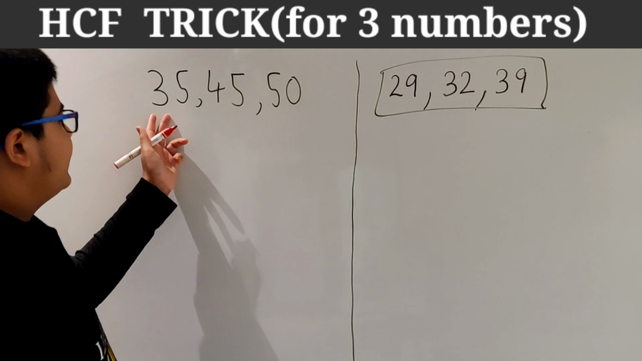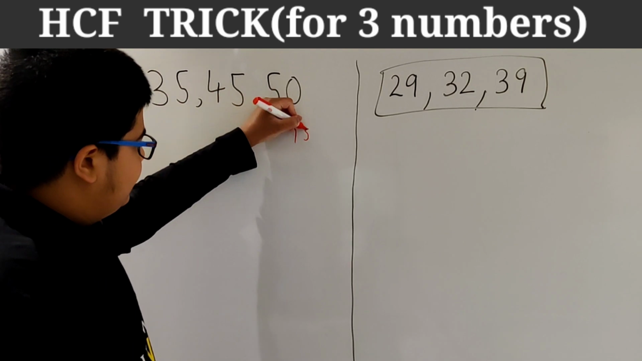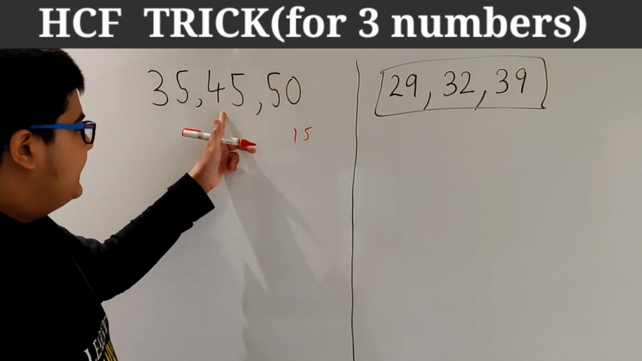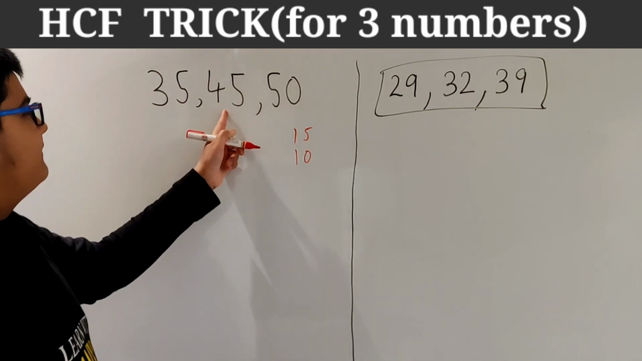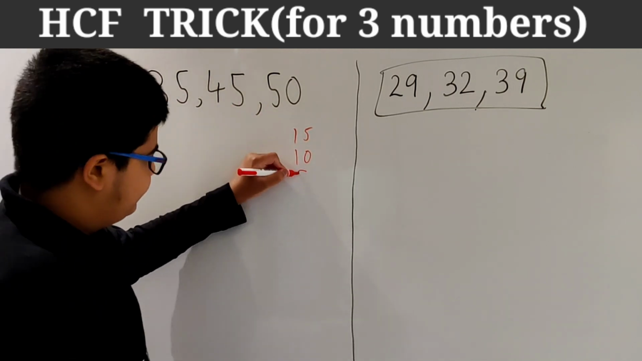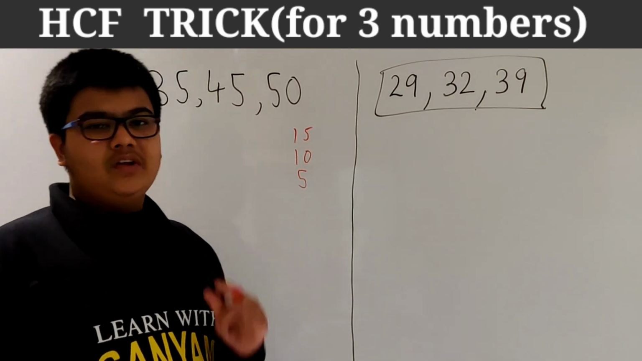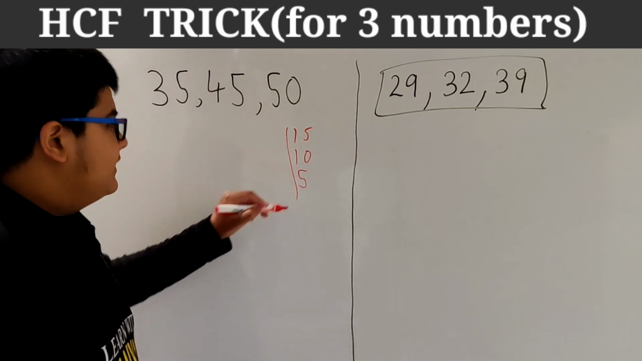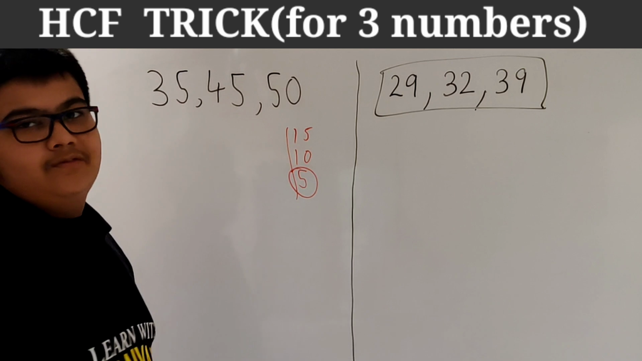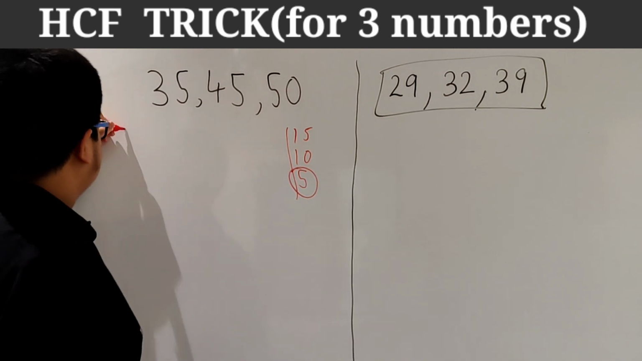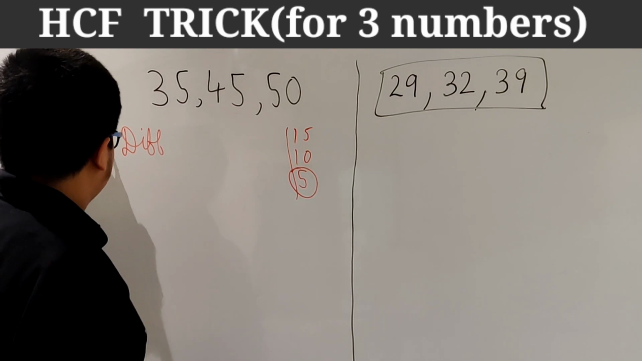The difference between the first and third number, that is 50 and 35, is 15. Difference between first and second number, that is 35 and 45, is 10. And difference between 45 and 50 is 5. So whenever there are three numbers or more than three numbers, you have to check what is the least difference. So you can see that the least difference is 5. So we will take 5.